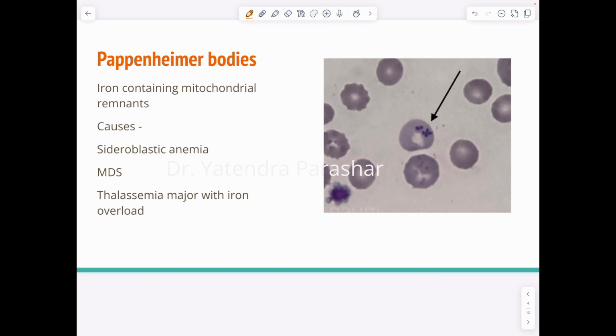Come to the next, Pappenheimer bodies. These are small, irregular, and iron-rich granules located eccentrically in the red blood cells, seen in cases of anemias associated with iron overload like sideroblastic anemia, myelodysplastic syndrome, and thalassemia major. Pappenheimer bodies are usually stained with the Prussian blue stain, which is a stain for iron.